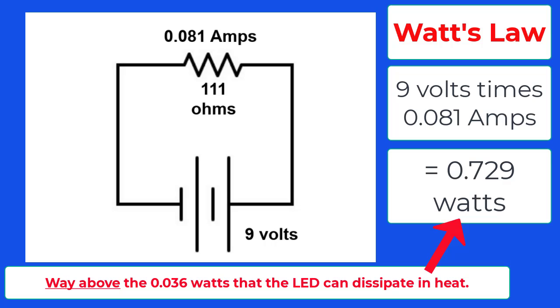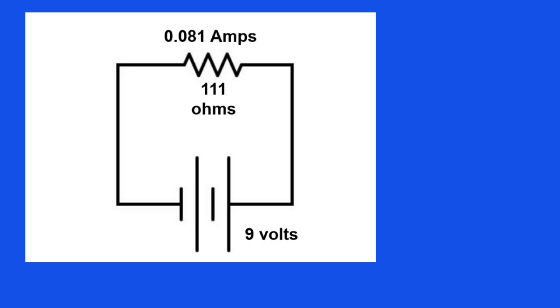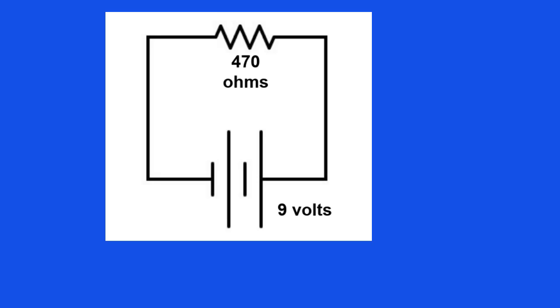So if we connect the 9-volt battery directly to this red LED that is supposed to run on 2 volts, the LED will overheat and self-destruct because it would be trying to dissipate too much heat. Now, with what I have shown you in this introduction, you should be able to use Ohm's law and Watt's law to determine the wattage needed for a resistor in a circuit.